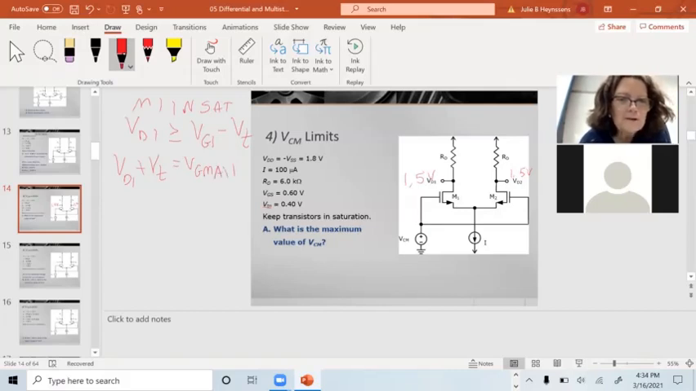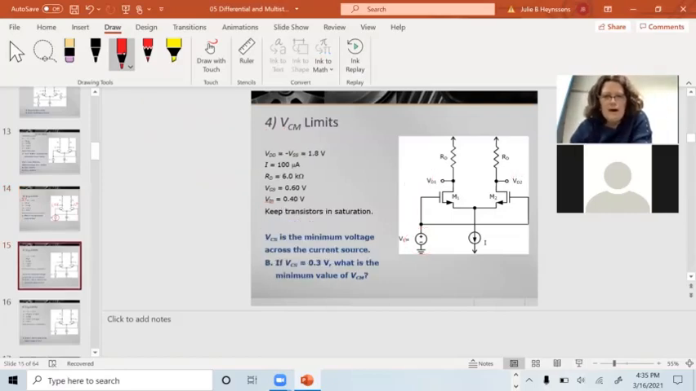VG max, to keep it in saturation, will be VD1 plus VT. 1.5 plus 0.4, this is 1.9 volts. So that's the maximum common mode because my VG1 equals V common mode. Okay, that's the maximum, 1.9 volts. Now we slow down and look at our notes and go to the next slide.